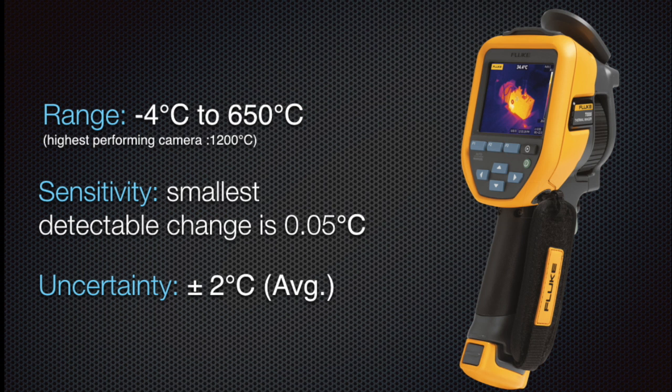In general, the most popular infrared cameras are designed to perform well for a wide range of applications. Although each model is slightly different, the general temperature range for a high-end thermal camera is from -4 degrees Celsius to 650 degrees Celsius, with the best cameras being able to measure up to 1200 degrees Celsius. In terms of sensitivity, the best infrared cameras can detect temperature changes as small as 0.05 degrees Celsius, which is more than adequate for most applications.